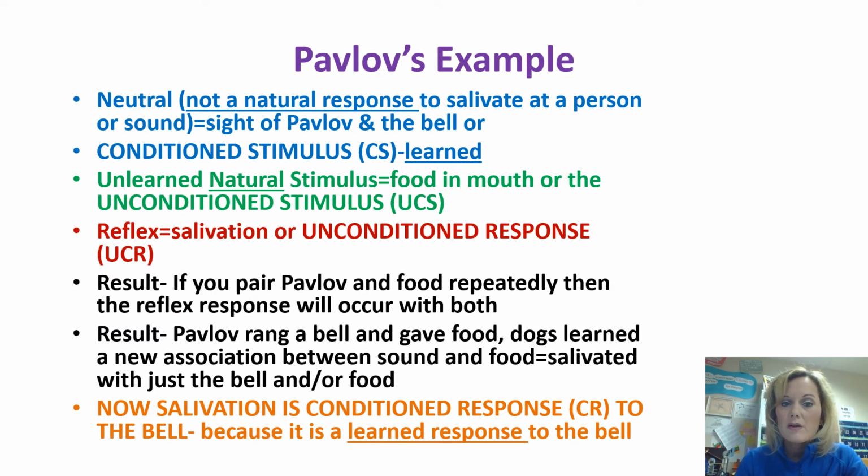So if you pair Pavlov and food repeatedly, and sometimes it doesn't take that long, but sometimes it does, depending on what the stimulus is, then the reflex should occur for both. So Pavlov rang the bell and gave food to the dogs, and they learned that association, and they salivated with just the bell ringing and no food. So again, the unconditioned stimulus is the food. The unconditioned response is salivation. The conditioned stimulus is the bell, and the conditioned response is salivation still. Okay, so that's the example there.